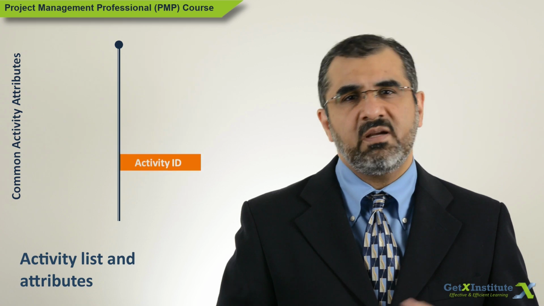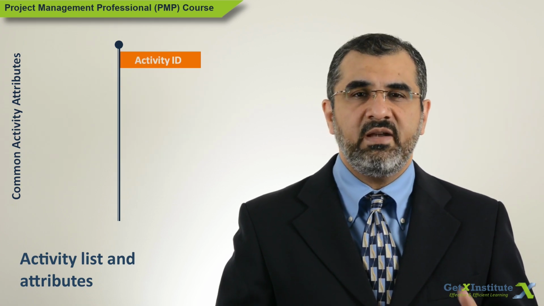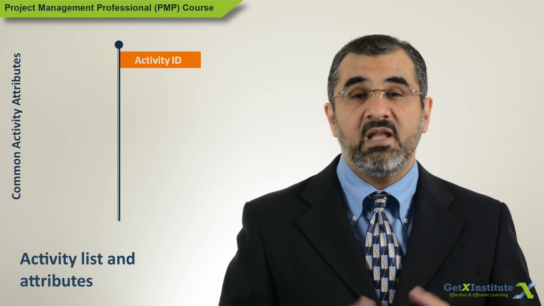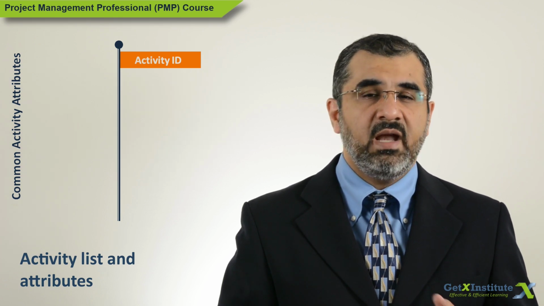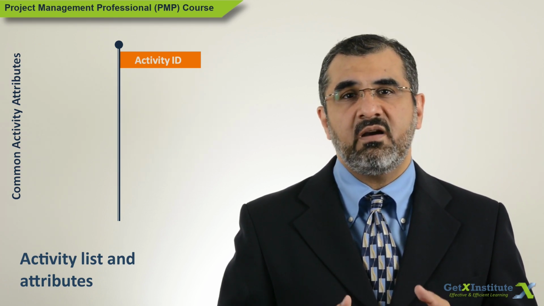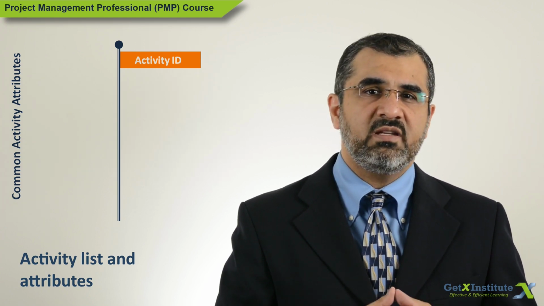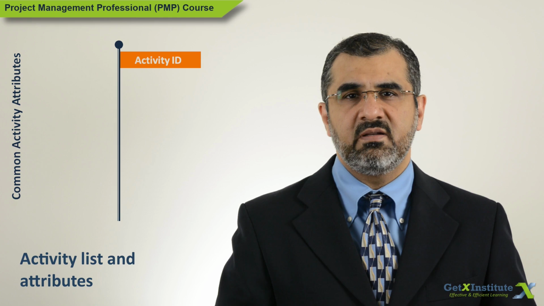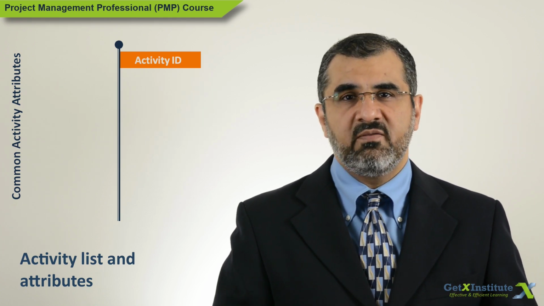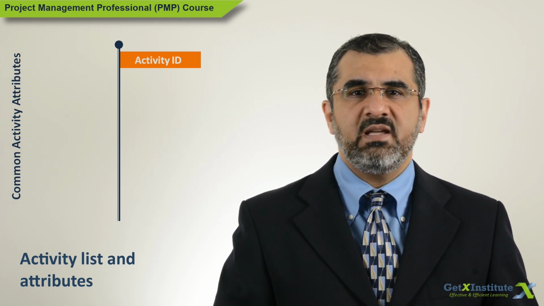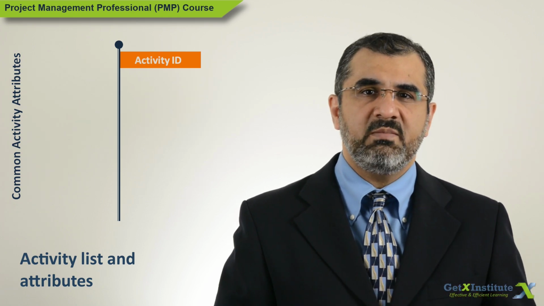Activity ID, or sometimes called unique activity identifier, name of the activity, and WBS ID. These three are mandatory. The activity ID is unique to an activity and it is never repeated. The name can be repeated. For example, perform testing as a name can appear multiple times.